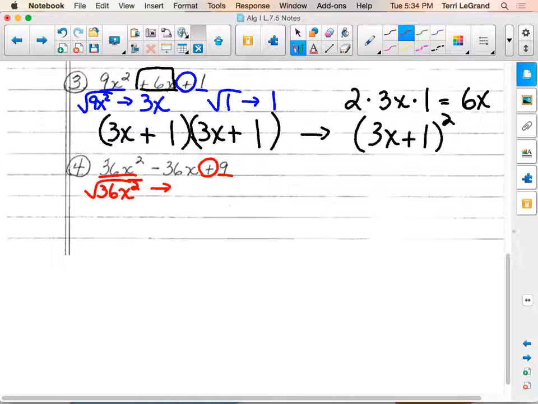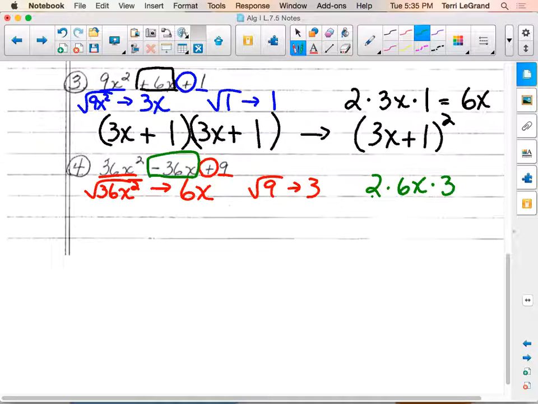36 is a perfect square. X squared is a perfect square. So sure enough, we can take the square root of it. It is 6x. 9 is a perfect square. Its square root is 3. Now it just has to meet the standard of the middle term. Our middle term is a negative 36x. Double the first square root times the second square root.